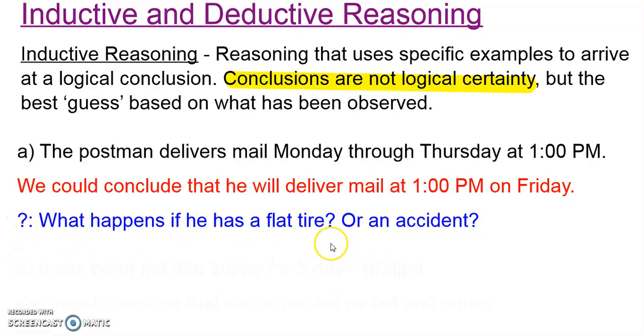He could have a flat tire, he could get in an accident, he could be sick that day. There's a whole bunch of different reasons. So concluding that he's going to deliver at 1 p.m. on Friday is just your best guess. You really can't ensure that.